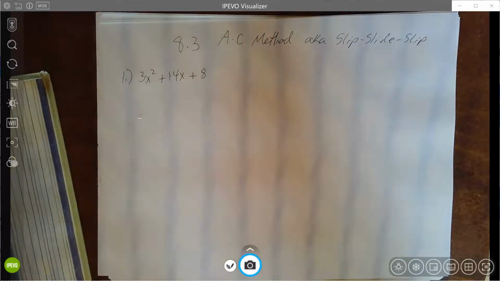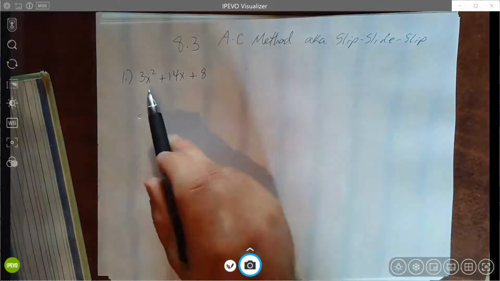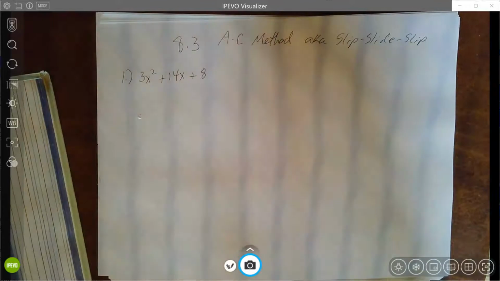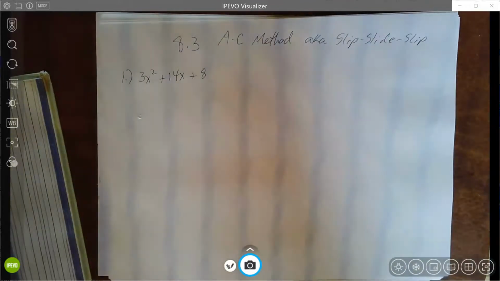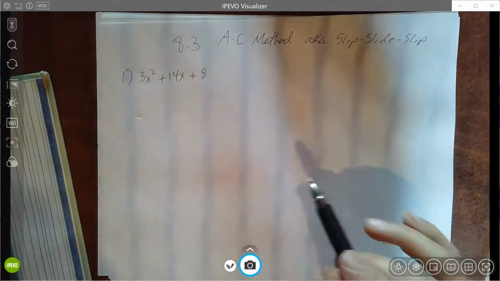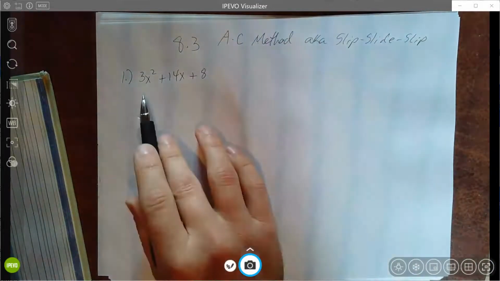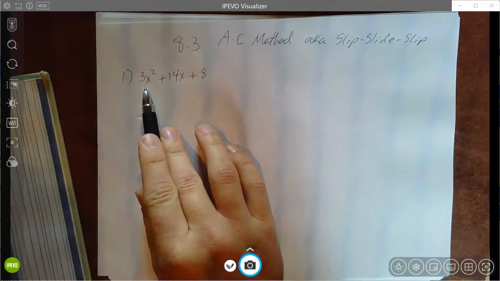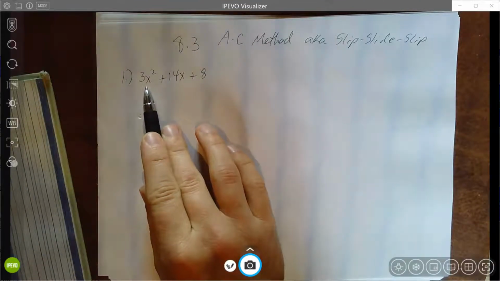Hello Math 95. We're going on to section 8.3 in this video. So section 8.3 is still about factoring. It's about factoring trinomials, and we've already learned trinomial factoring, but this is when there's an extra complication to it, and that is when there is a number in front of the x squared. When there's a number in front of the x squared, there's going to be a little bit more to it than earlier.